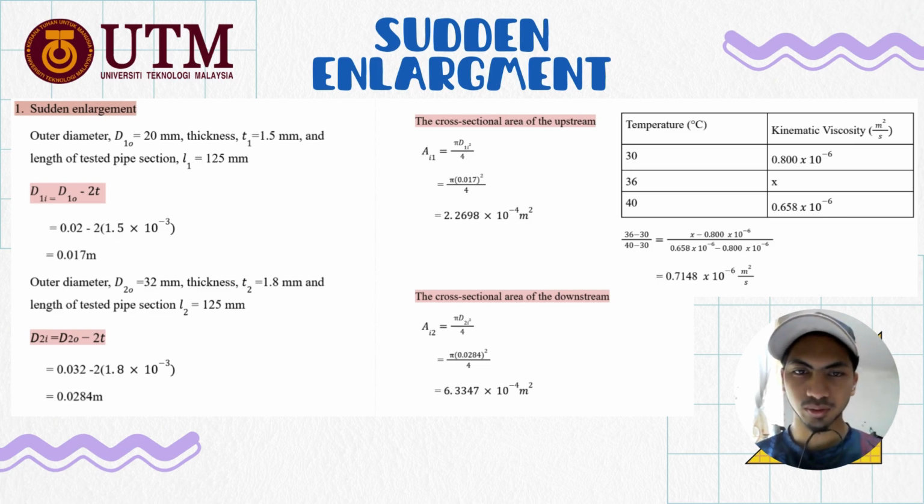After that, we must calculate the kinematic viscosity. Use this formula, and after that we get the viscosity for the temperature 36 degrees Celsius as 0.7148 exponent negative 6 meter square per second.